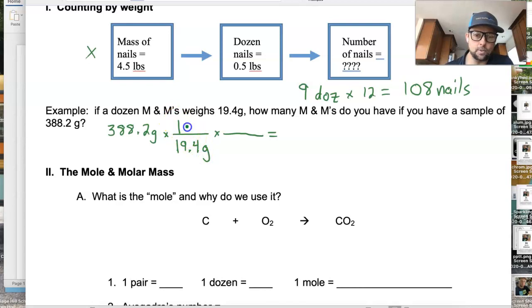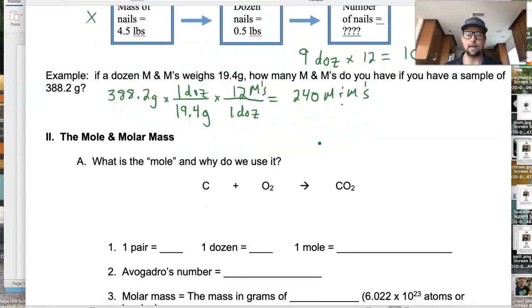19.4 grams is 1 dozen. And of course, 1 dozen is going to be 12 M&Ms. So it turns out that 388.2 divided by 19.4 is very, very close to 20. It's a little bit more actually, but if we take that 20 and multiply by 12, multiply all this out, we get very, very close to 240 M&Ms. And that saves us a lot of time from having to count every single one of those M&Ms. All you need is a scale and to be able to count out a dozen.